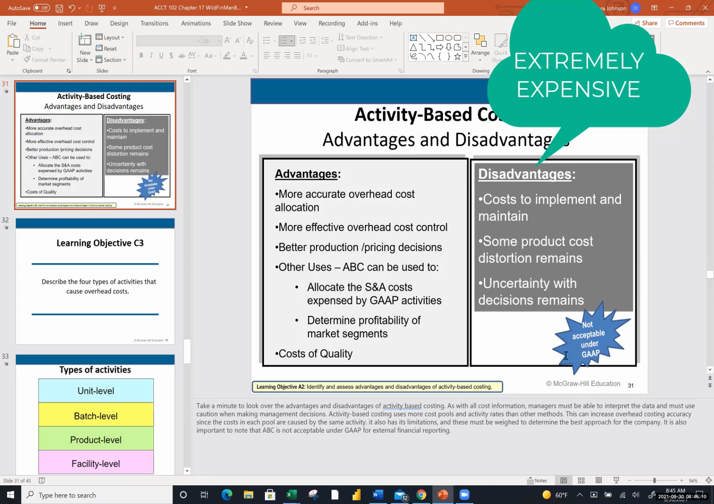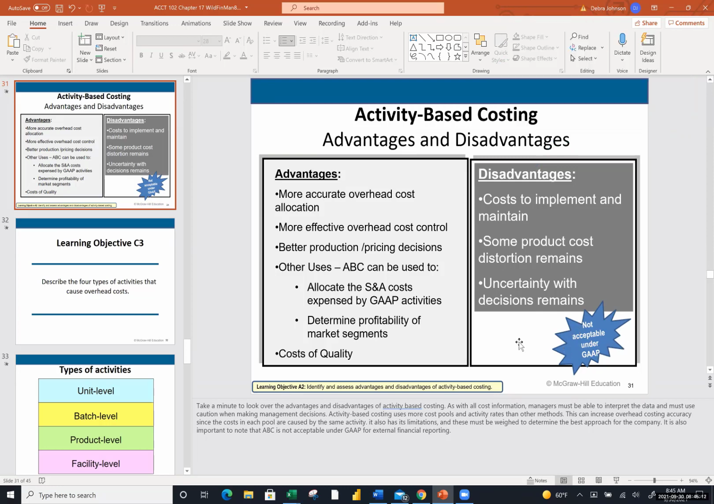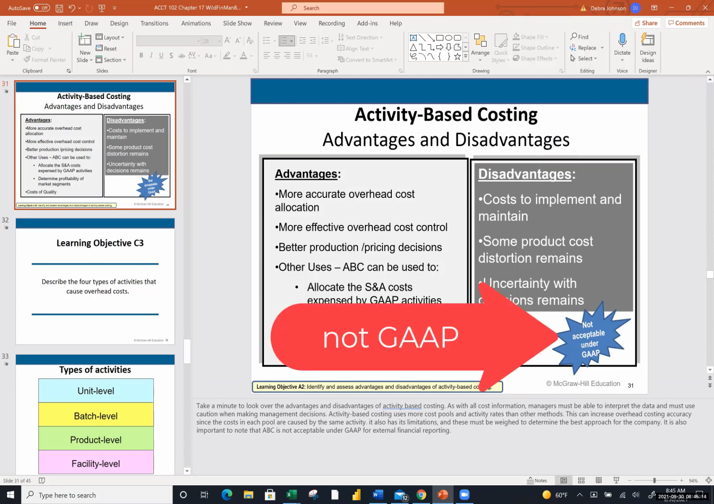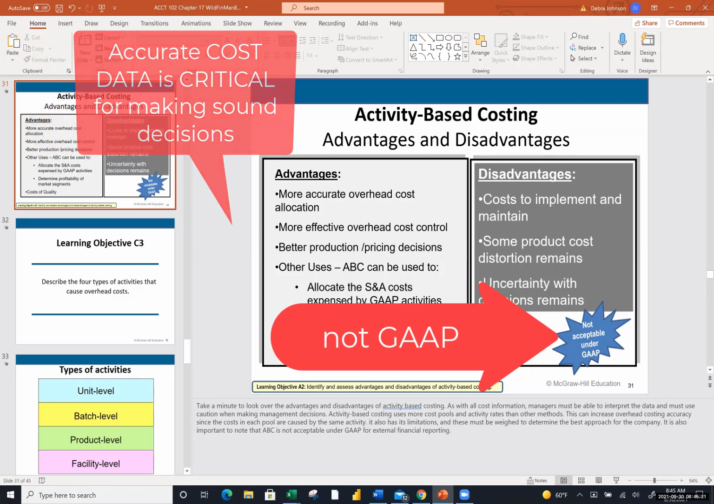And again, in this blue area, it's not acceptable under GAAP yet. The reason we're talking about it in managerial accounting is that there are many things this can help us make decisions about, one of them being pricing decisions. That's it on the overhead. There are many more slides; I just wanted to recap what we talked about last time.